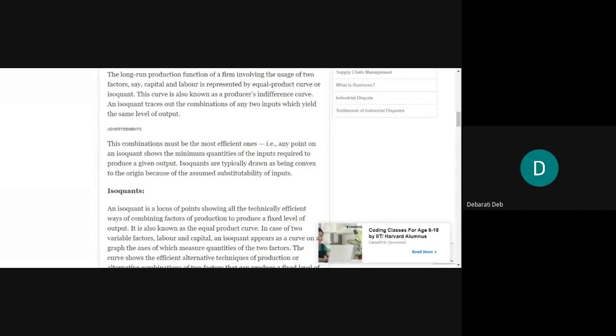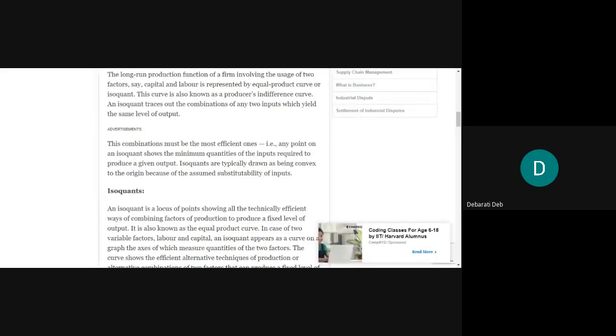So these combinations must be the most efficient ones. That is, any point on an isoquant shows the minimum quantities of the input required to produce a given output. So when you are plotting the combinations on the same curve, these combinations should be the most efficient, in the sense that any point on this isoquant curve will show the minimum quantities, because you need to find out the minimum usage of labor and capital so that you can maximize profit, isn't it? That is your main concern.